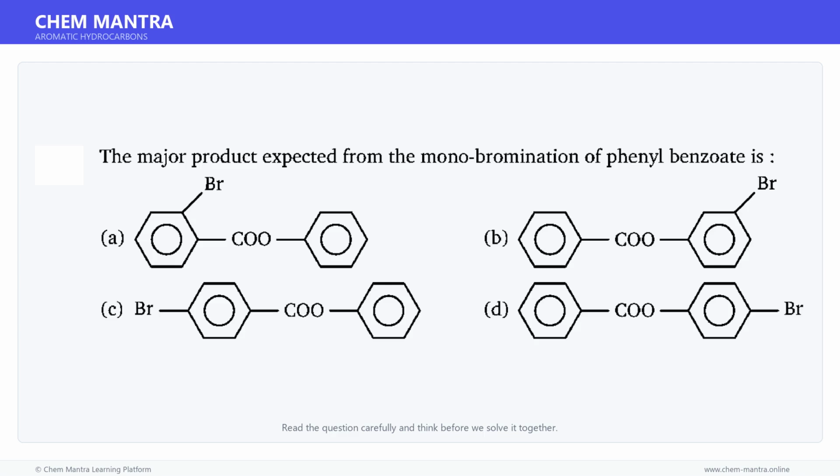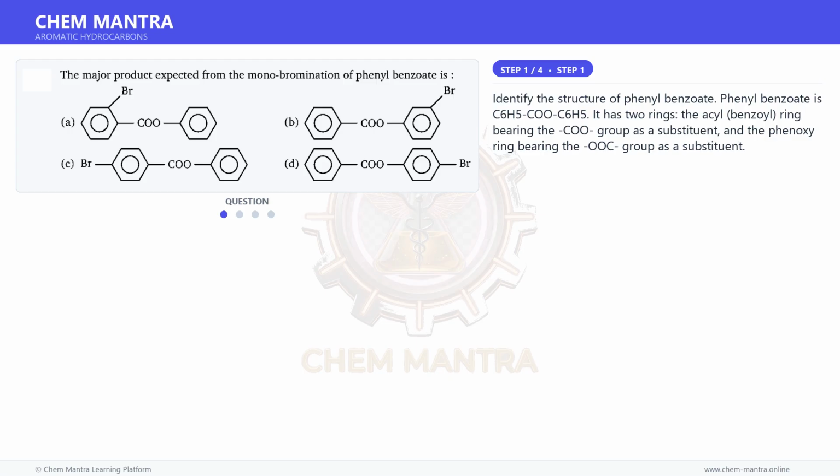Here is a question. Read it carefully and think about the answer. Let us solve it step by step. Let us begin solving this step by step. Identify the structure of phenyl benzoate.